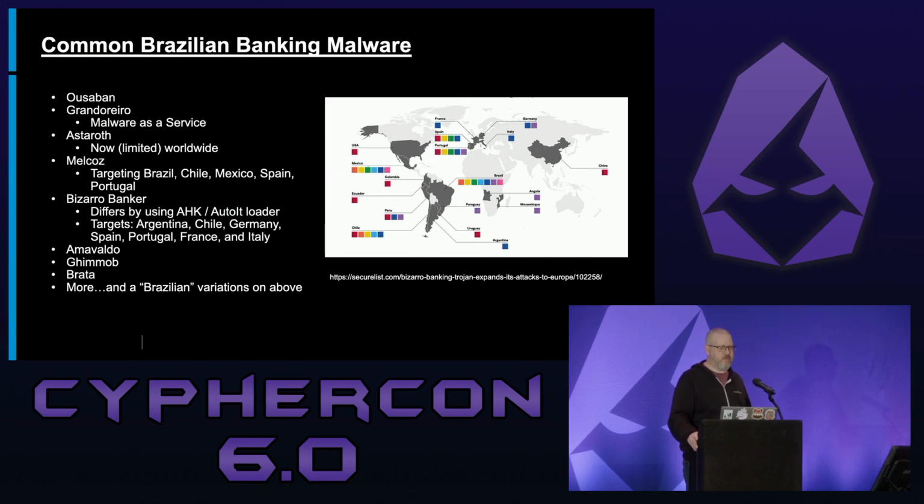Bizarro Banker, which was kind of a fun one to look at because there were a few campaigns early on with this threat actor, actually uses an AutoHotkey or AutoIT loader with a bunch of decoy files that it downloads as well. And that targets worldwide. I mean, that one is Germany, Spain, Portugal, France, Italy. If you have a supply chain, you probably have someone in your supply chain in those countries that are being targeted as well.